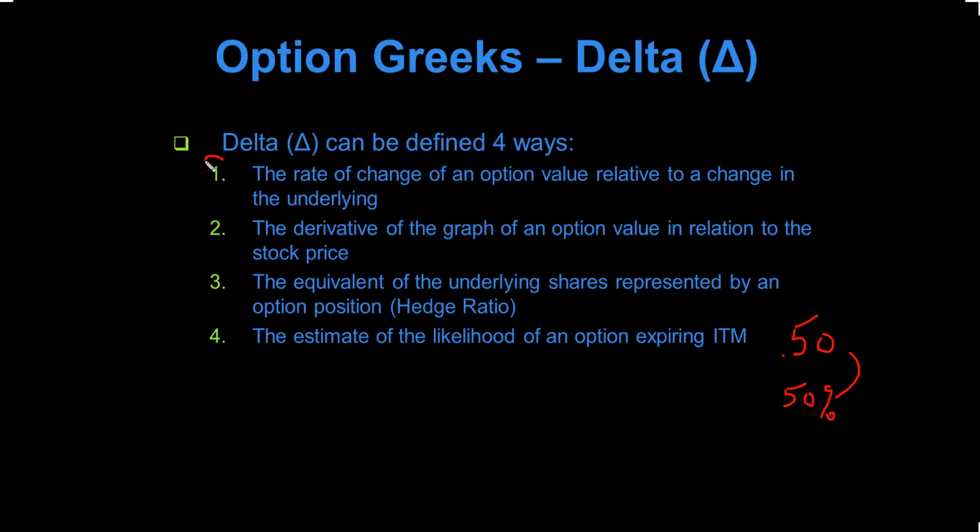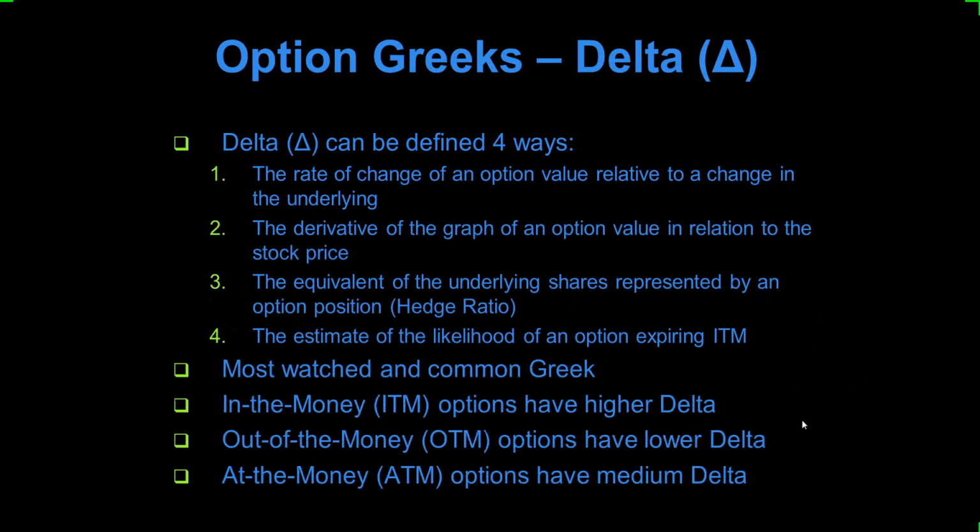The ones that are most important for you are number 1 and number 4 for now as a beginning trader. As you get a little bit more beyond the beginning and you start to get into a beginner plus and then get a little more experience and get into intermediate, number 3 is going to become a little more important to you, because you're going to use this all the time to hedge your position. Now, let's go take a look at this. I already said it's the most watched and common Greek.